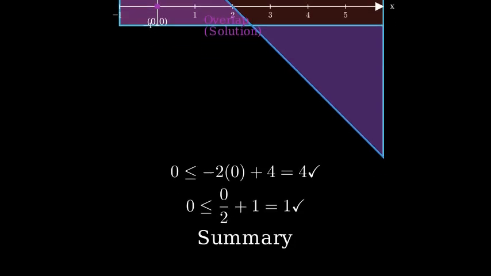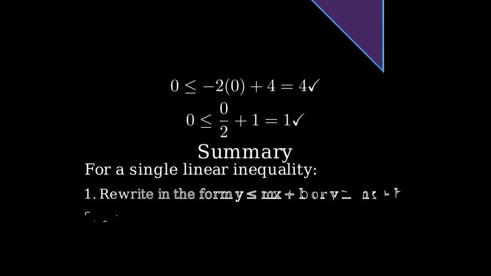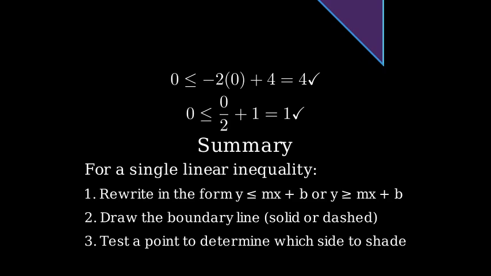Let's summarize what we've learned about linear inequalities and systems. To solve a linear inequality in two variables: 1. Rewrite it in the form y is less than or equal to mx plus b, or y is greater than or equal to mx plus b. 2. Draw the boundary line, y equals mx plus b, making it solid for less than or equal to or greater than or equal to, and dashed for strict inequalities. 3. Test a point not on the line, usually the origin, to determine which side to shade.